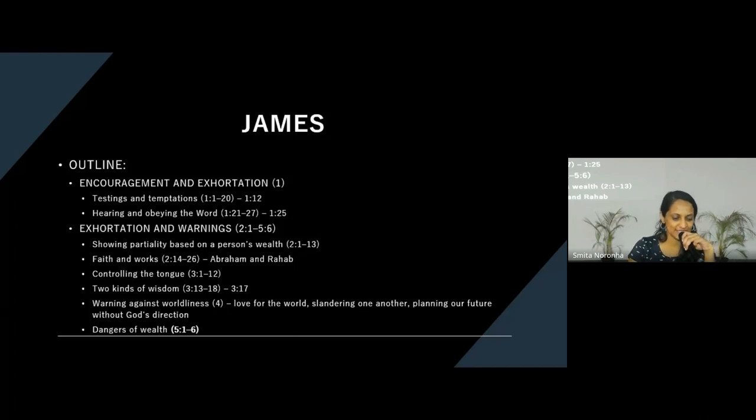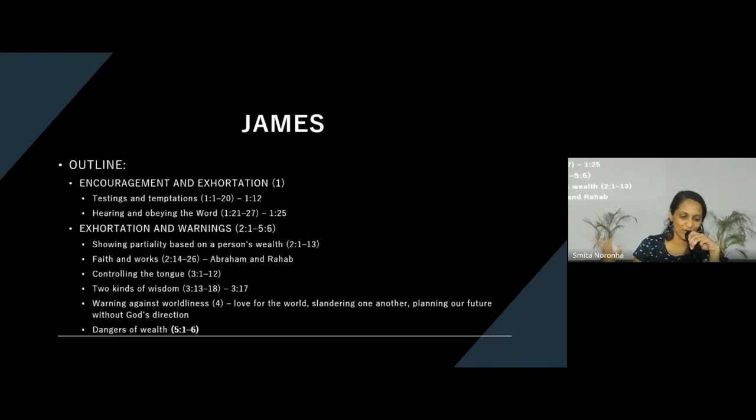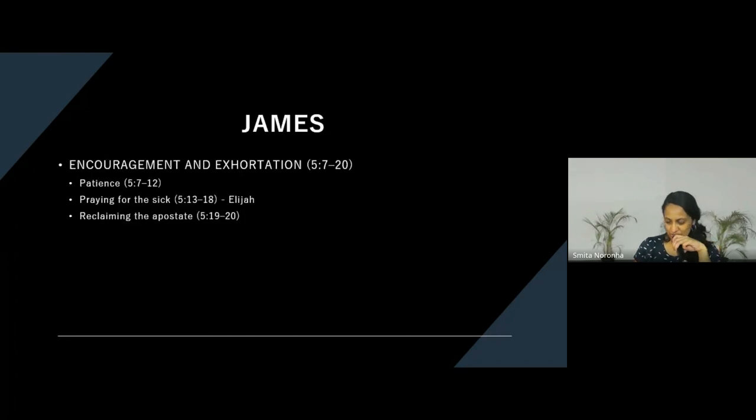3:1-12 is that passage we just read on controlling the tongue. 3:13-18 talks about worldly wisdom versus godly wisdom. Chapter 4, he talks about worldliness against love of the world, against slandering one another, against planning our future without completely depending on God before we make plans for the future. And then chapter 5, verses 1-6, he warns against the dangers of wealth. That's actually a really good passage, but I'm not sure that we have time to read it.